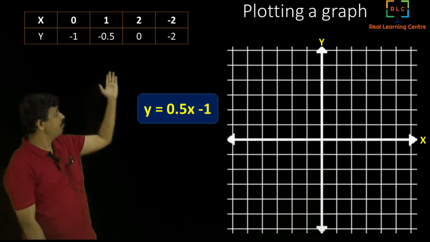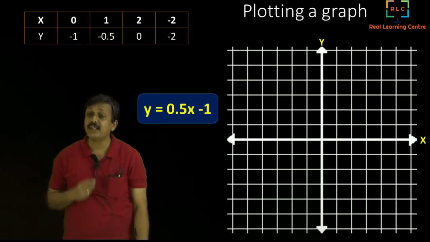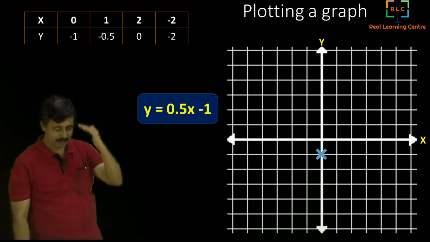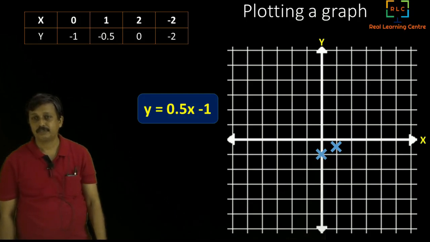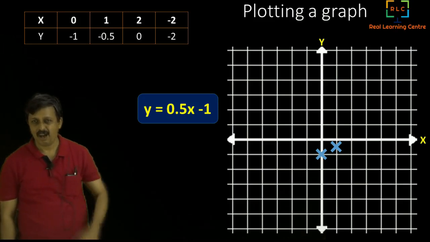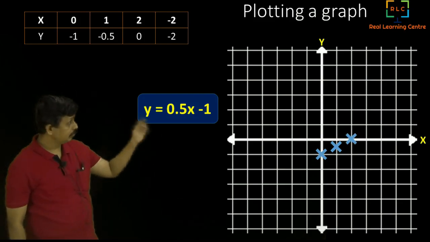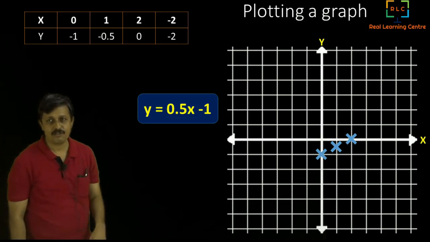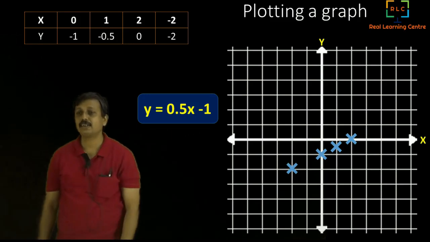Once you give those values and get back these x and y pairs, we can plot them. 0 and minus 1 is our first point. From 0 we go down to minus 1, that is our first point. Second point is 1, minus 0.5. So we go 1 to the right and come back 0.5, half the distance. Then 2 and 0: you go 2 to the right and 0 up, so you stay there. Then minus 2 and minus 2: go down, minus 2 and minus 2.